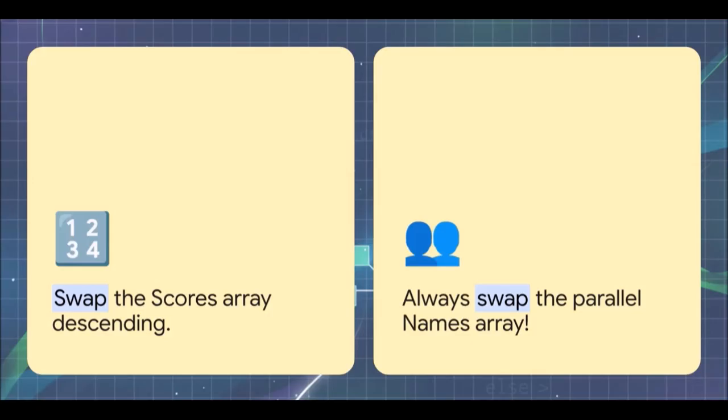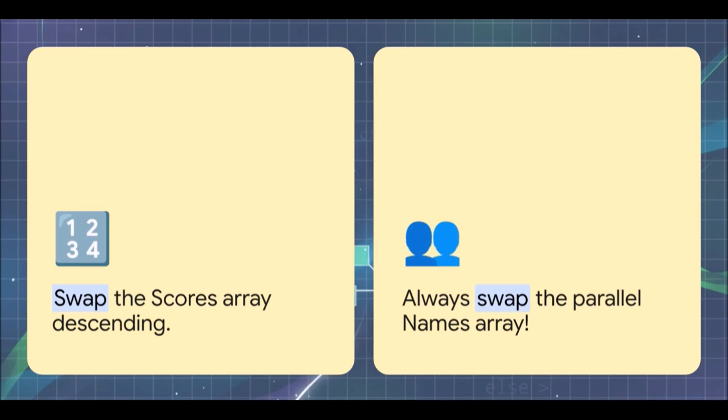Okay, listen up, because this is literally one of the biggest gotchas of the entire exam. When you're writing your bubble sort algorithm to sort these scores in descending order, you're constantly swapping values around in the scores array, right? But remember, the names array is running in parallel.